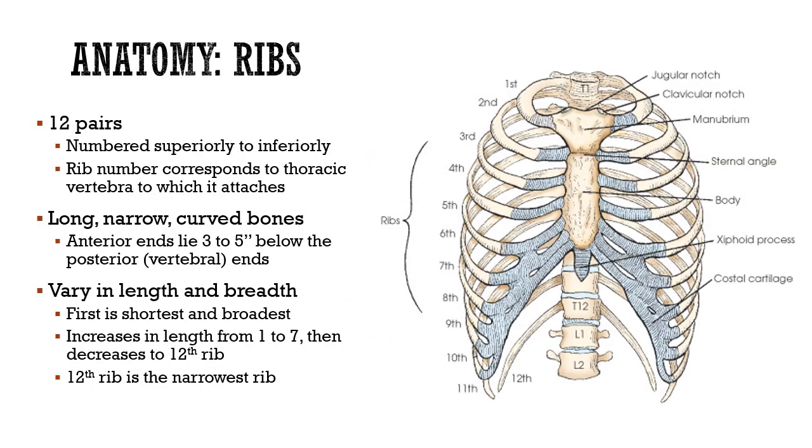There are 12 pairs of ribs, numbered superiorly to inferiorly. The rib number corresponds to the thoracic vertebra to which it attaches. They're long, narrow, and curved bones, and the anterior end lies 3 to 5 inches below the posterior vertebral ends. They vary in length and breadth. The first is the shortest and the broadest. They increase in length from 1 to 7, and then they decrease down to the 12th rib, which is the narrowest rib.